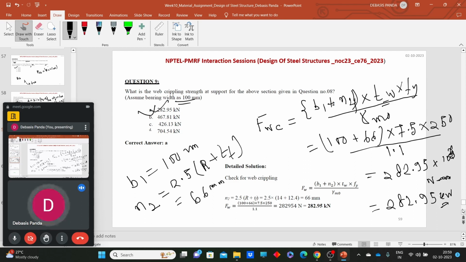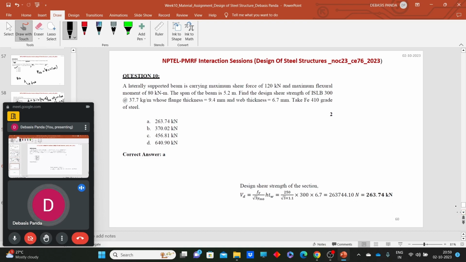Now one more question is left. So let's quickly solve the question. What does the question say? A laterally supported beam is carrying maximum shear force 120 kilonewton. The maximum shear force V is equal to 120 kilonewton. The maximum flexural moment is also given, 80 kilonewton meter. The span of the beam length is given as 5.2. Find the design shear strength of ISLB 300, whose thickness of the flange and thickness of the web are given.